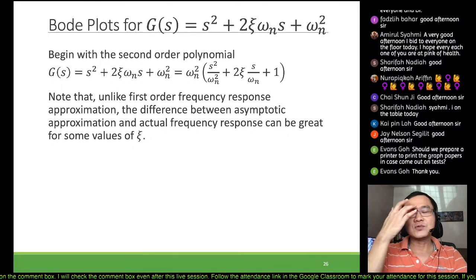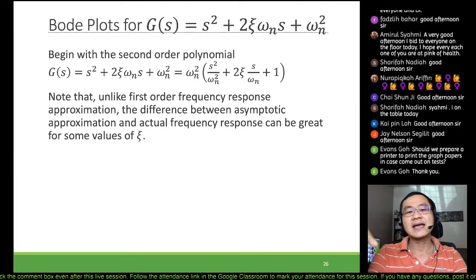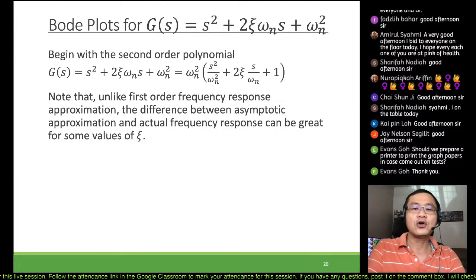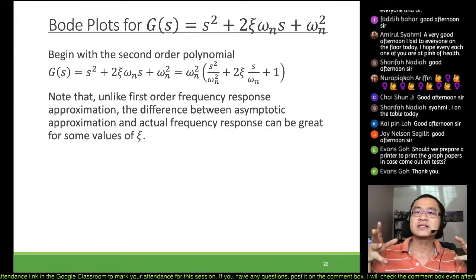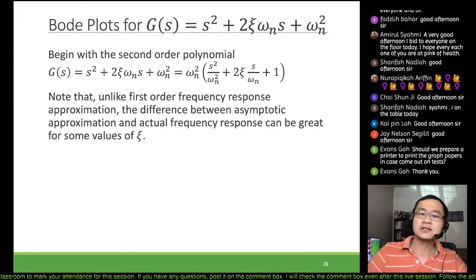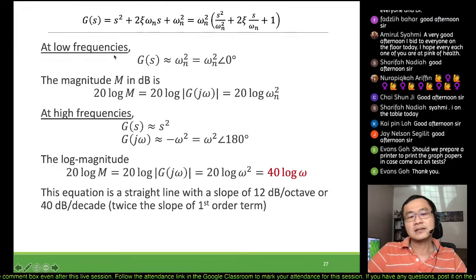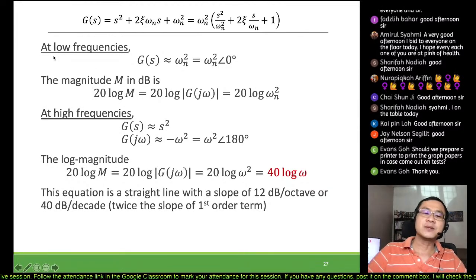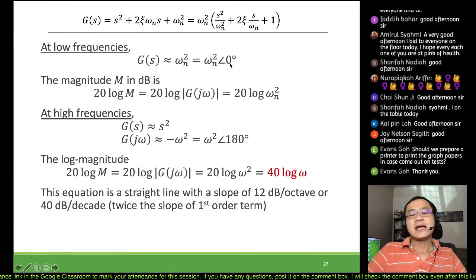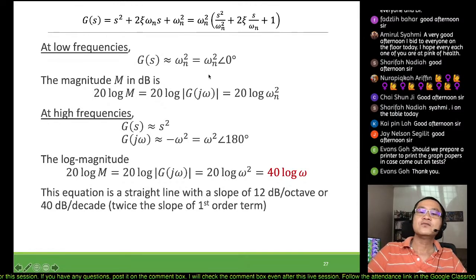So next, once we have that particular idea, it's very similar if we cannot factorize out in the form of single order terms. Then sometimes we have to deal with this kind of terms. Then we have no choice, we have to deal with the damping ratio and omega n. Therefore we do the same thing again. We approximate the low frequency and high frequency. At low frequency the angle will be 0 with the magnitude of omega n. Therefore the magnitude will be 20 log omega n squared.